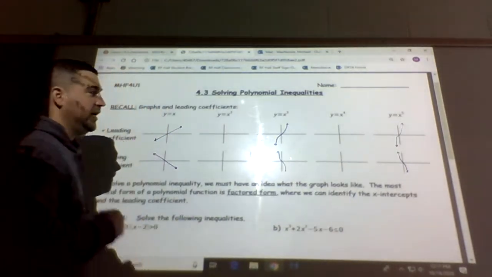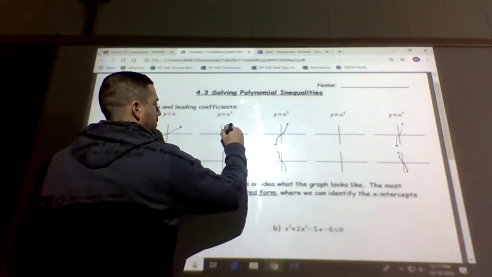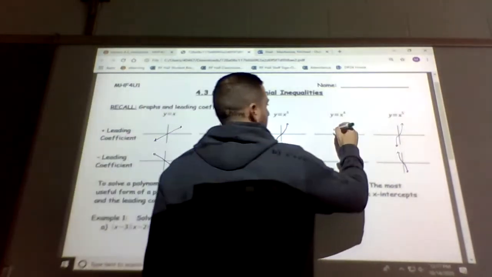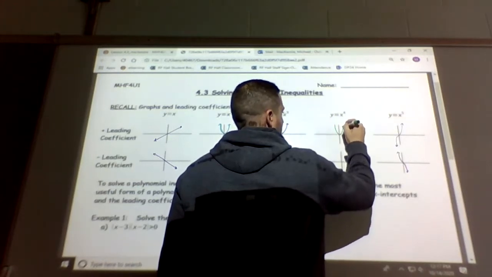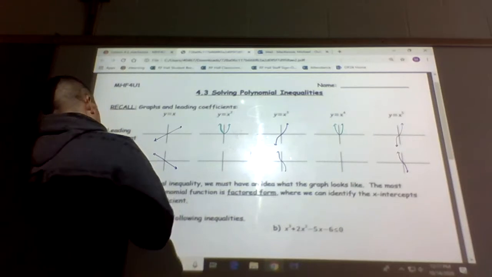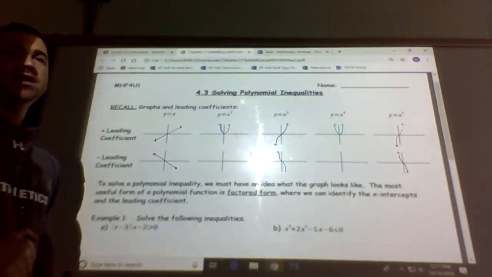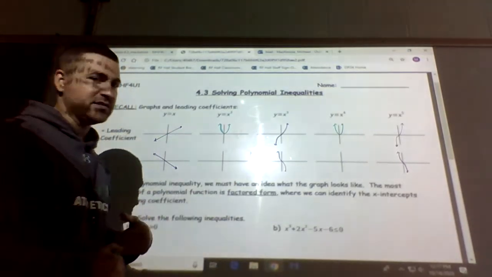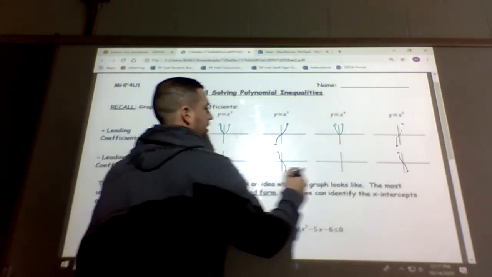When we do the even functions, so a quadratic, we have something that looks like this, and a quartic function looks something like that as well. Right now it goes through quadrants 1 and 2. If we have a negative leading coefficient, then it gets reflected over the x-axis. So we have a value going like such.